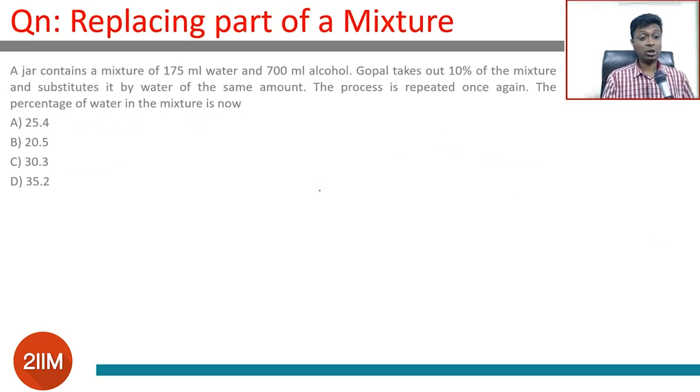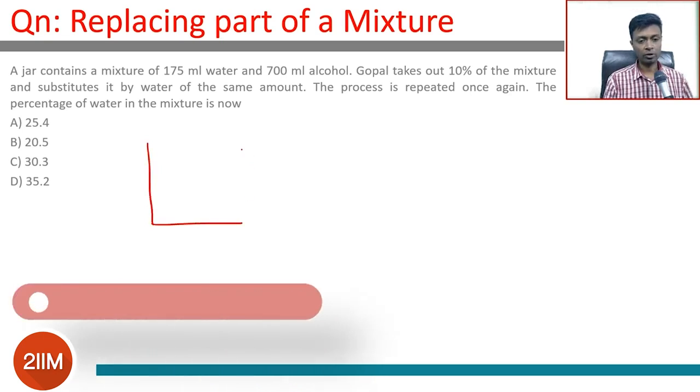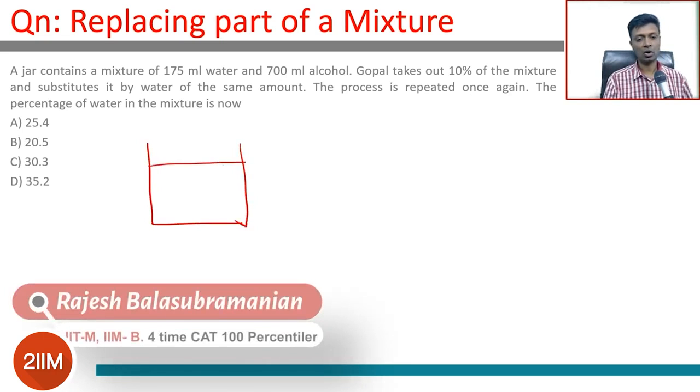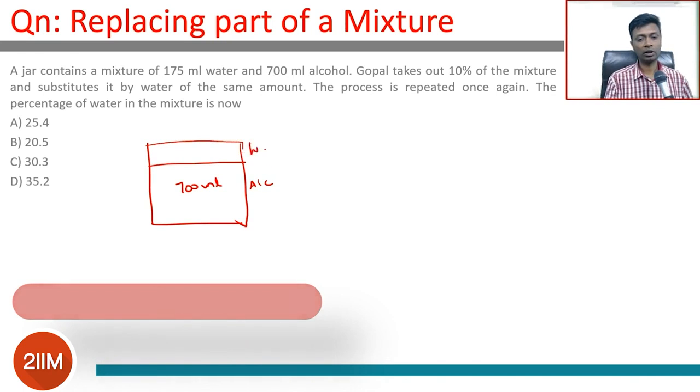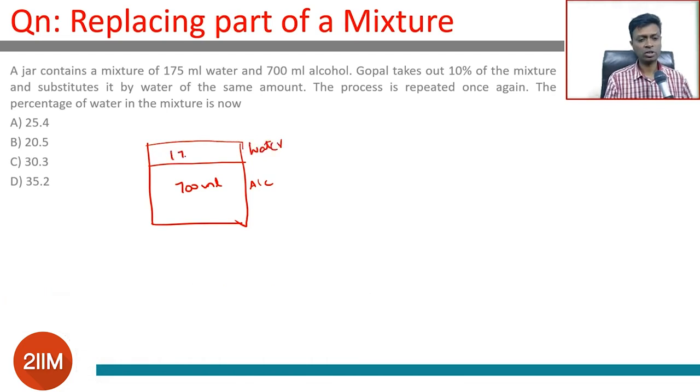A jar contains a mixture of 175 ml water and 700 ml alcohol. Fine, so alcohol 700 ml and then water is 175. 700 is 4 times 175. The ratio is 4:1.